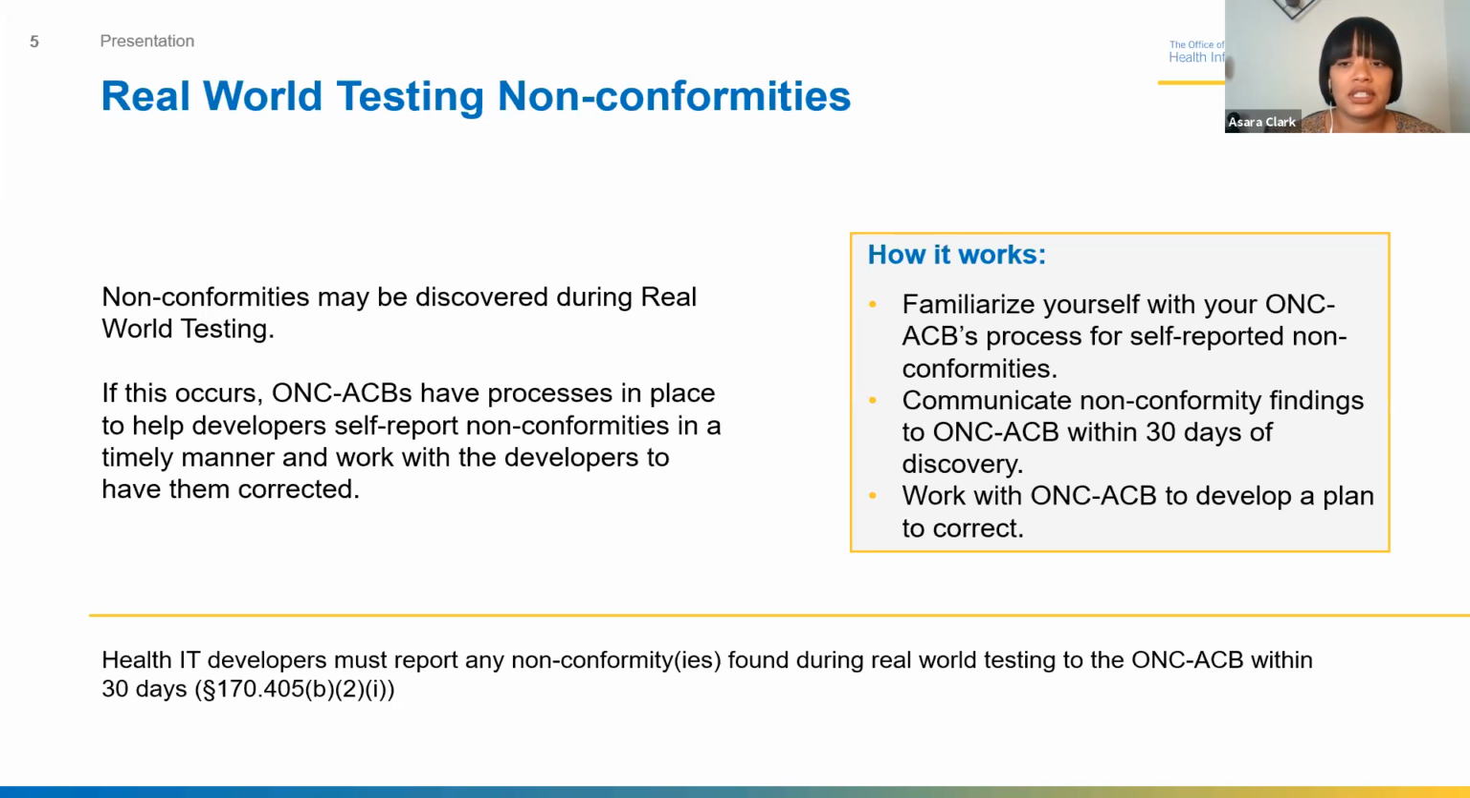You want to familiarize yourself with the ONC ACB's process for self-reported nonconformities. You want to communicate nonconformity findings within 30 days of discovery. And you want to work with your ONC ACB to develop a plan to correct it, okay? Just want to make a note here that the health IT developer must report any nonconformities found during real-world testing within 30 days, as required by Section 170.405(b)(2)(i) in the Cures Act final rule.